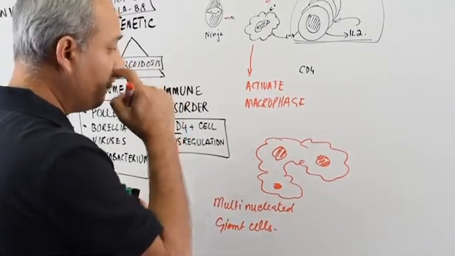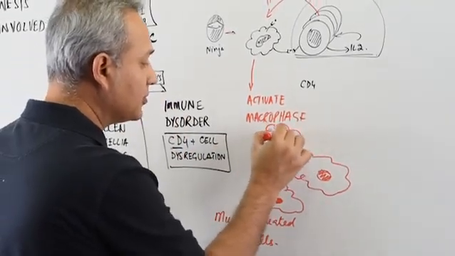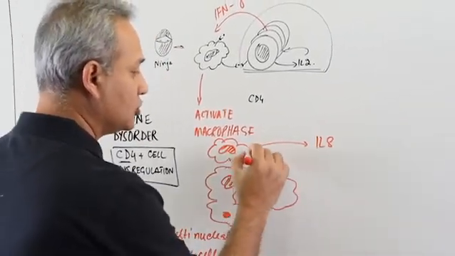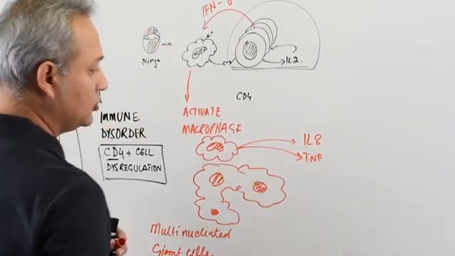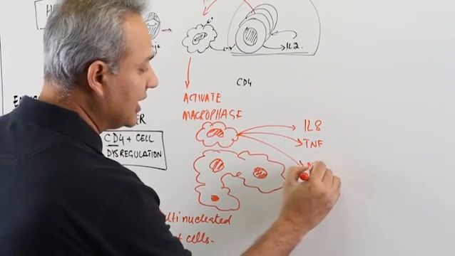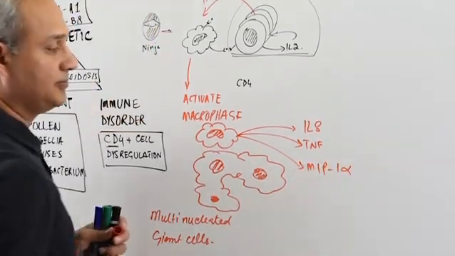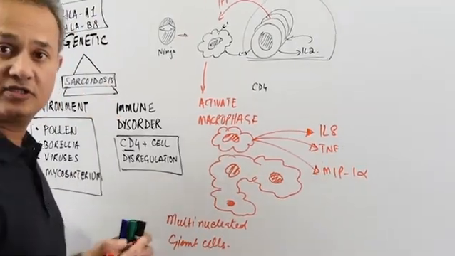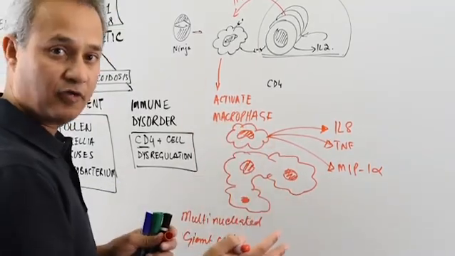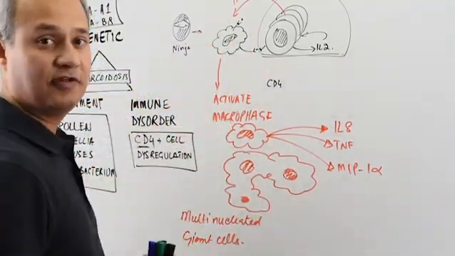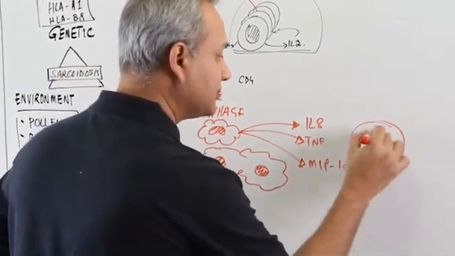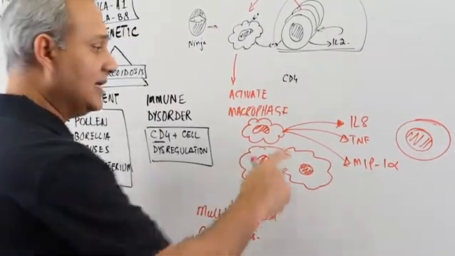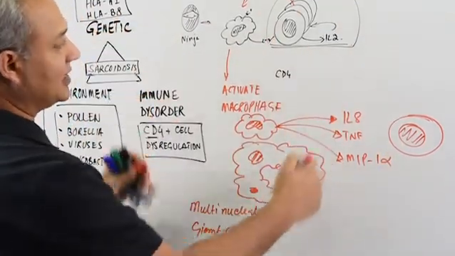Now how does this happen? When a macrophage becomes active, that macrophage in turn is going to release IL-8, tumor necrosis factor, and macrophage inflammatory protein 1 alpha. All of these proteins not only cause inflammation, but they would also cause recruitment of more macrophages, monocytes and lymphocytes. So monocytes will also come in. So further recruitment and inflammation would occur.